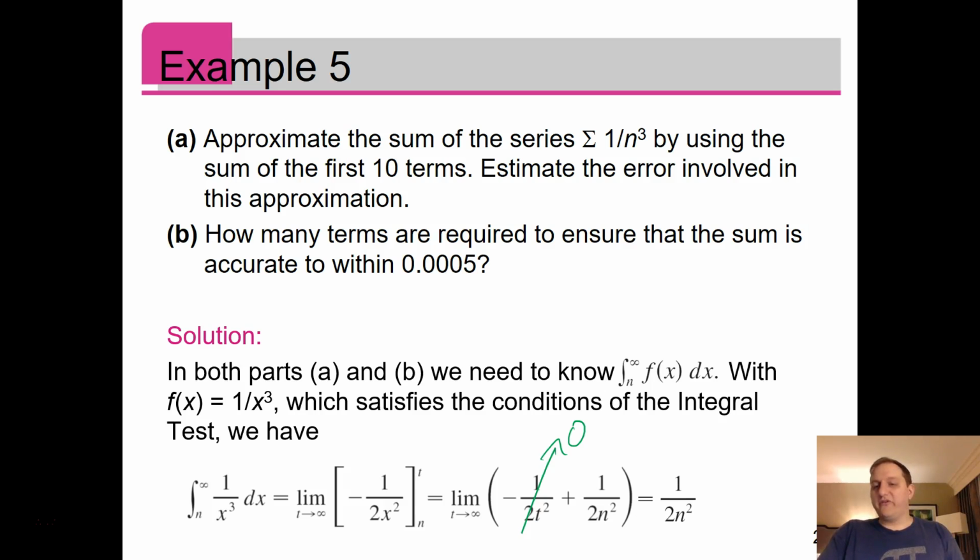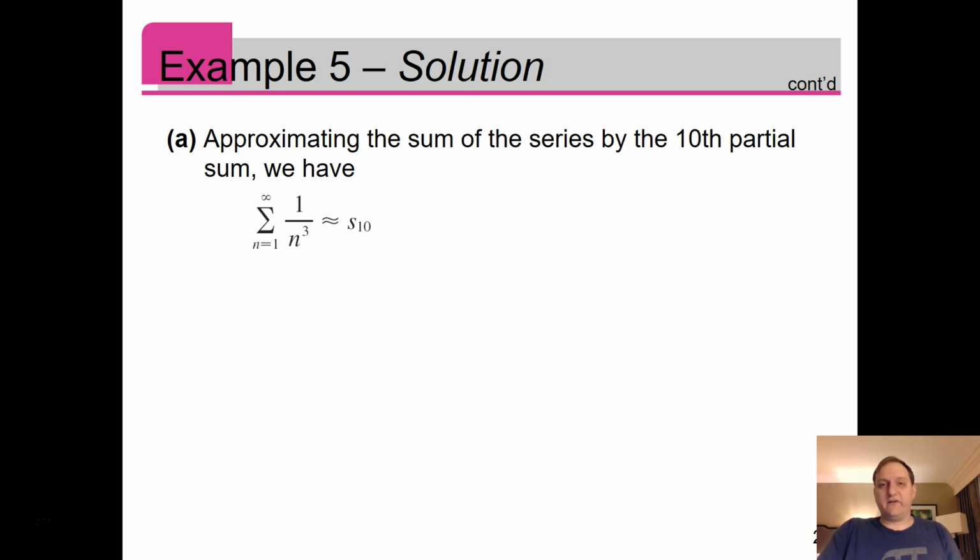Okay, so that's my upper bound on the remainder. So if n equals 10, if I'm estimating with the first n terms, I can say that I'm within 1/200th of the actual sum of the series.